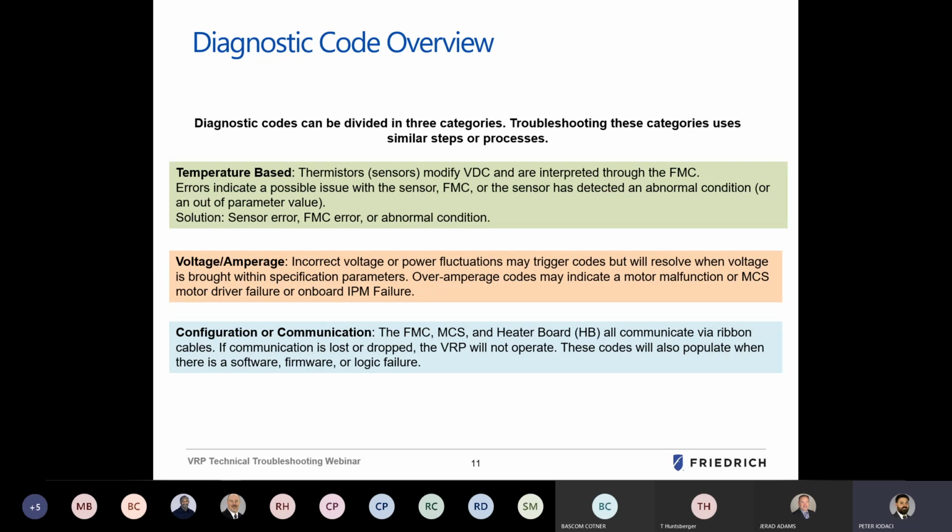Finally, it's a configuration or a communication fault. So there are 3 boards inside the VRP. So you have the FMC, the MCS, and the heater board, and they all communicate via ribbon cables. So if the communication is dropped or lost with any one of those boards, the VRP won't operate. And these codes also populate if there's a software, firmware, or a logic failure, or finally if there's something going on with the indoor fan.